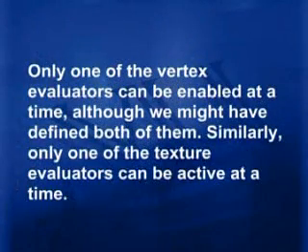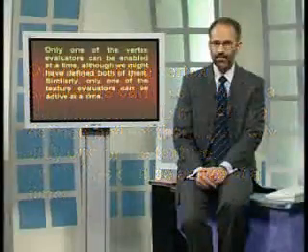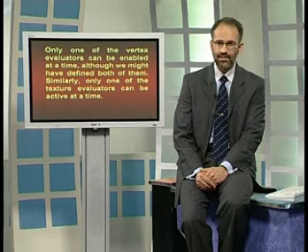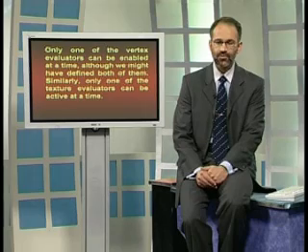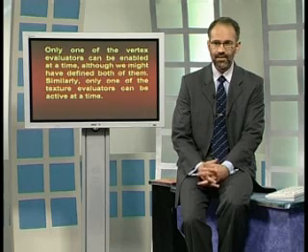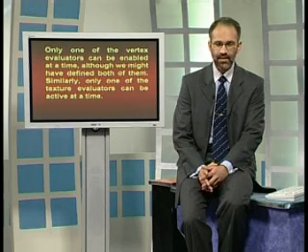Only one of the vertex evaluators can be enabled at a time, although we might have defined both of them. Similar is the case when only one of the texture evaluators can be active at a given time. At any point in time, we can only have one evaluator for vertices evaluation. Although we can define both, only one will be enabled at a time, and through it we can do the calculations, then disable it and enable the other one to do its calculations. And similarly, texture evaluators also, only one can be active at a time.